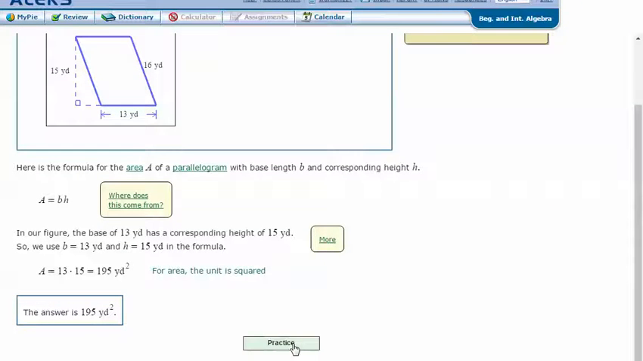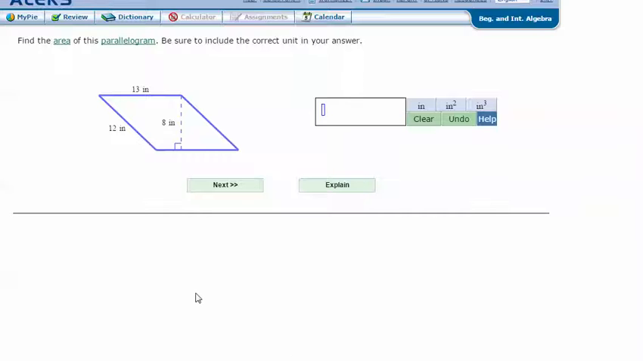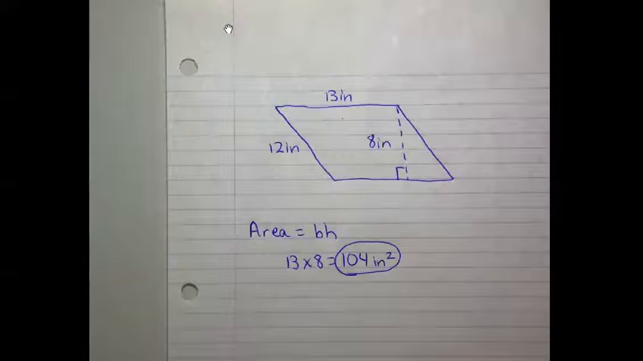Let's try another one. Find the area of this parallelogram. Be sure to include the correct unit in your answer. Here are my notes for that parallelogram. And so this is my attempt to redraw it.